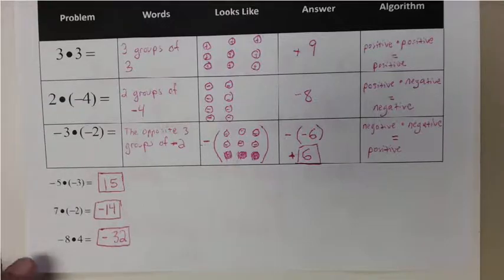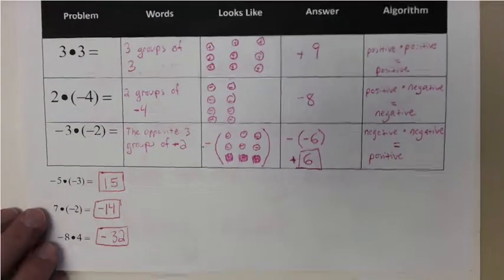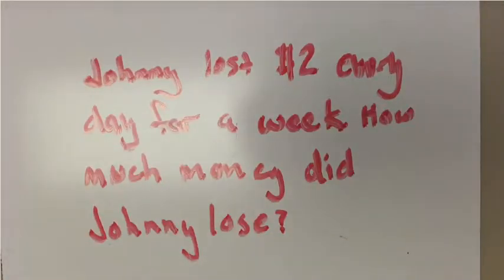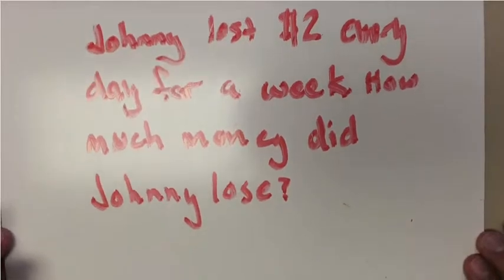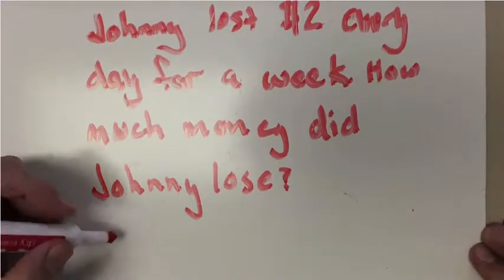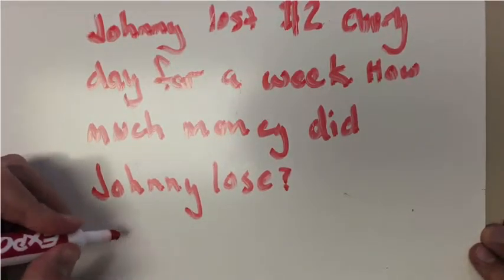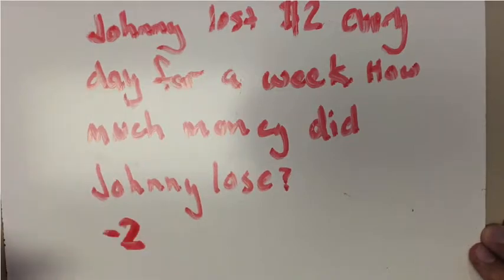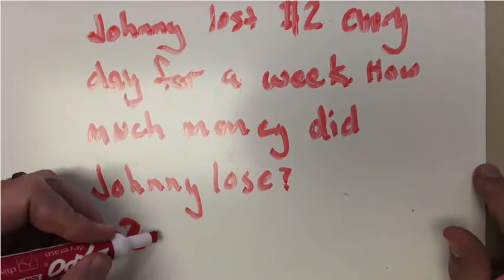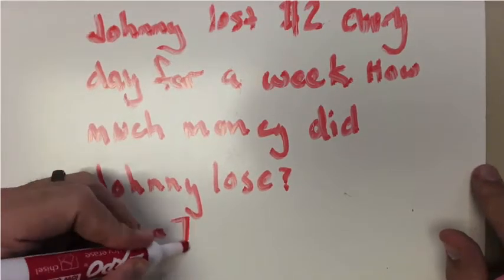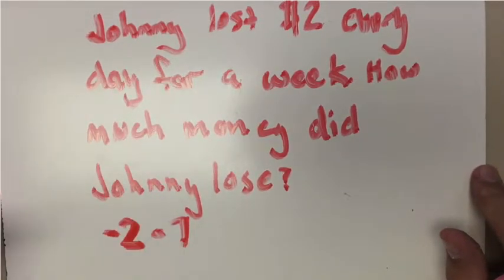Okay, so I've got like a little word problem here. Johnny lost $2 every day for a week. How much money did Johnny lose? Okay. Well, Johnny lost $2. We can represent that with a negative 2. And he lost it every day for a week. Well, there's 7 days in a week, so I'm going to multiply by 7. Okay? So negative 2 times 7.